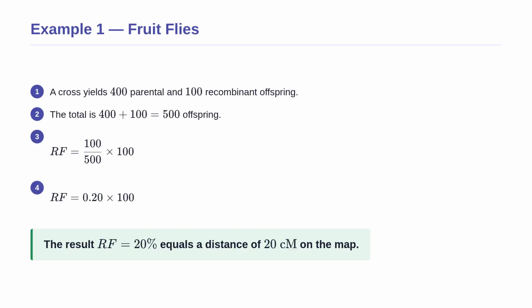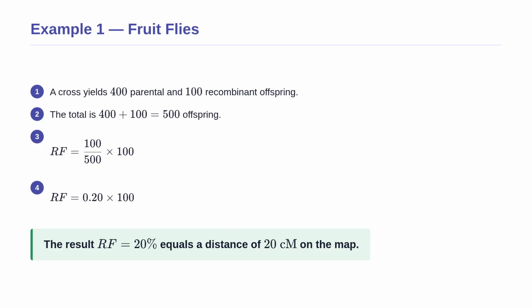With our formula ready, let us see this with a concrete example involving fruit flies. A scientist crosses a heterozygous fly with a homozygous recessive fly. They count 400 offspring with parental phenotypes and 100 offspring with recombinant phenotypes. Let us solve for the genetic distance.